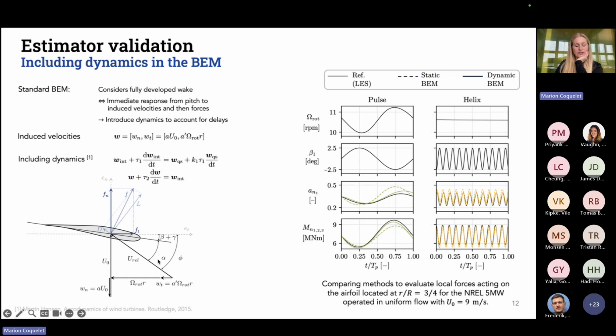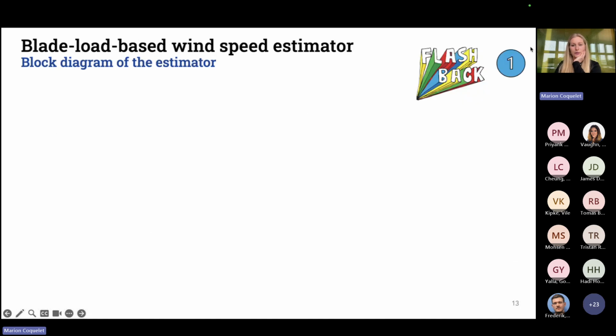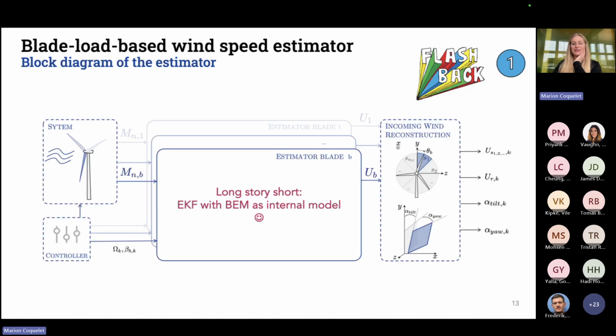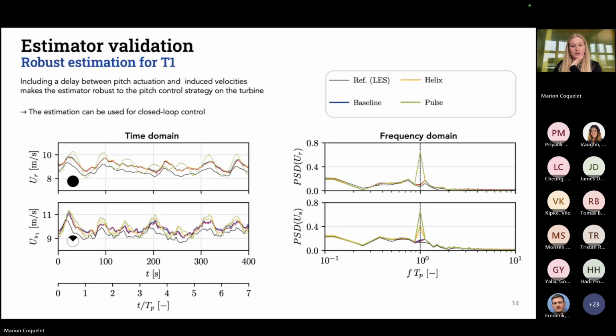of those inductions. And for the correction, we didn't go anything fancy. We went for what is offered in the literature. So, little flashback, this was our estimator in the first place. This is now what we believe our estimator should look like in order to be able to deal with those dynamic pitching that we have at the rotor.